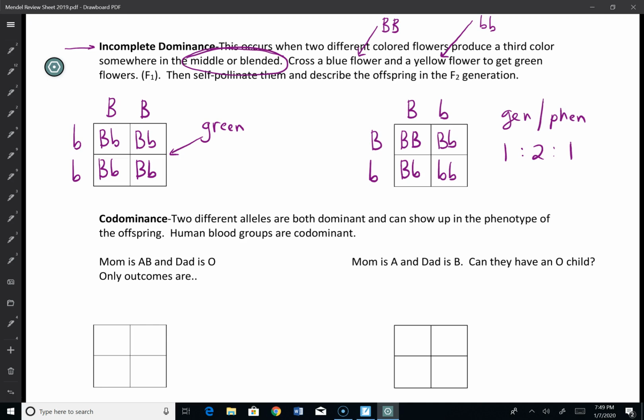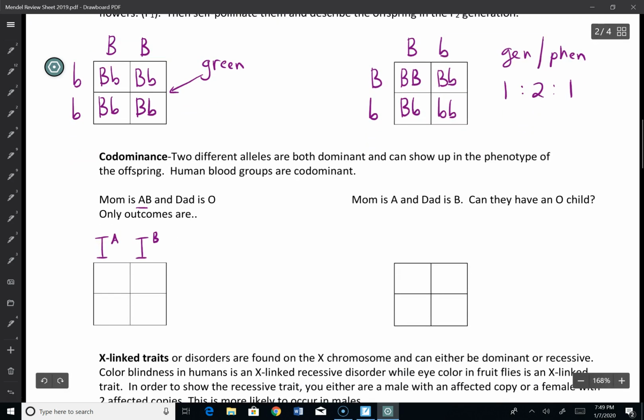And the way you're going to write this is, if mom is blood type AB, which it says, capital IA, capital IB, because remember, blood is codominant. A is dominant and B is dominant. Well, dad is blood type O, which is the pure recessive. So there's your two lowercase i's. And what you're going to end up with is a kid that either has blood type A or blood type B. These two particular parents cannot have a kid that is type O, and they cannot have a kid that is type AB. Just how it works.